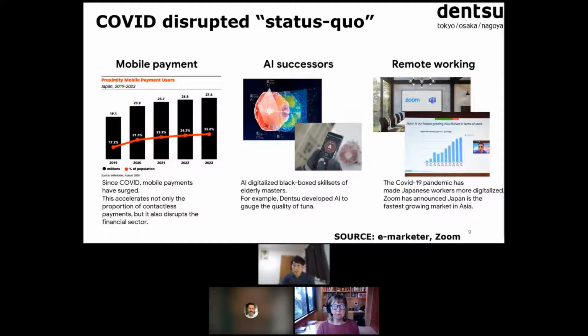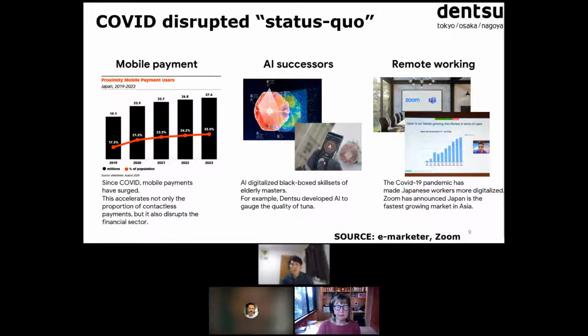But as I mentioned in the previous slide, COVID triggered and accelerated digital disruption in Japan. For example, the penetration of mobile payment rocketed after COVID because people preferred contactless payment. This phenomenon contributed to not only the growth of cashless payment, but also the disruption of traditional financial services. Secondly, we potentially become the leading country where AI succeeds all the human legacy skill sets.